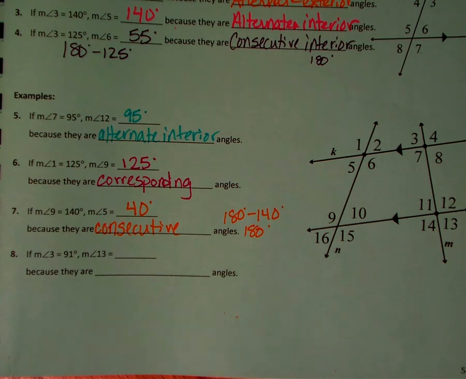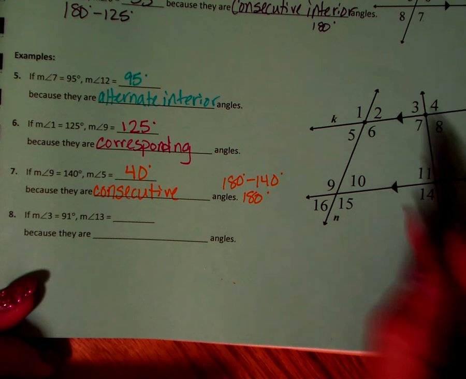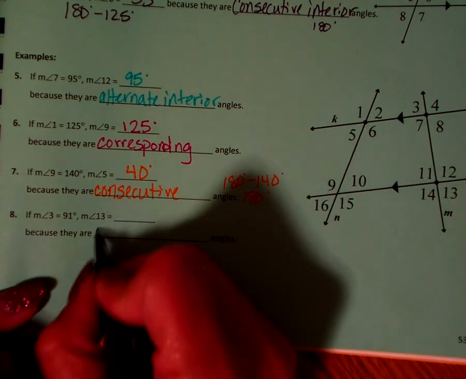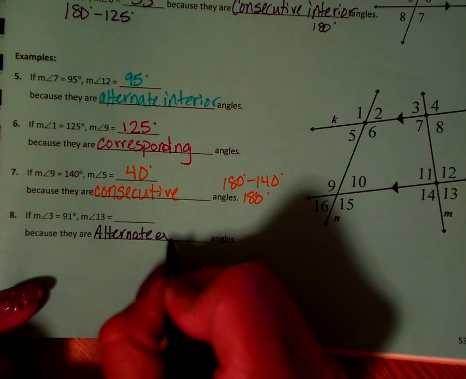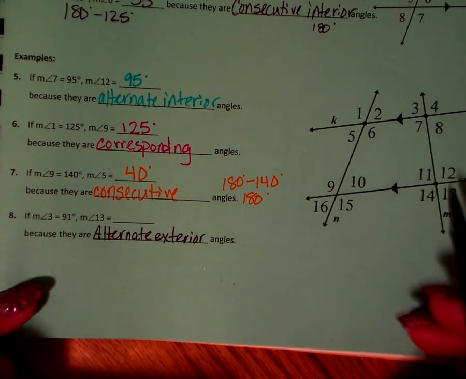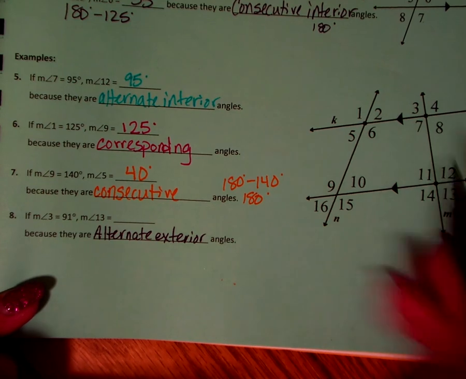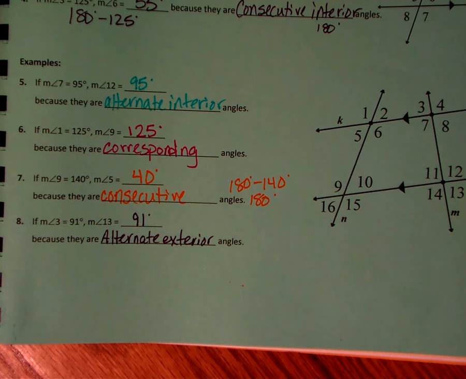Okay, and the last one for in class 25 gives us the measure of angle 3 is 91 degrees. It asks for the measure of angle 13, making these alternate exterior angles. Okay, and 3 and 13, if they're alternate exterior angles, they're congruent, making the measure of angle 13 also 91 degrees. Okay, so that completes our in class 25 lesson. So you should now be able to go ahead and complete homework.